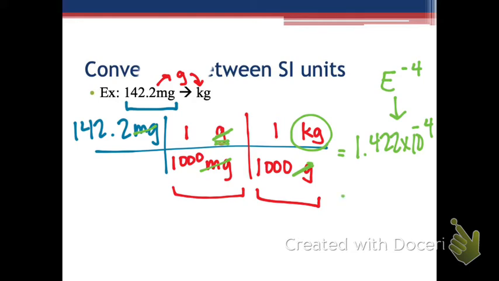Another acceptable answer would be 0.0001422. Those are the same numbers. One's just in scientific notation and one is not. And what would be my units that go on the end of my number here? Kilograms. Good, because that's what I was converting to. You don't need to have both of these answers. They are the same number. You just have to show me one. I'm just showing you both so that if your calculator put in scientific notation, you see it both ways. Questions with that conversion?